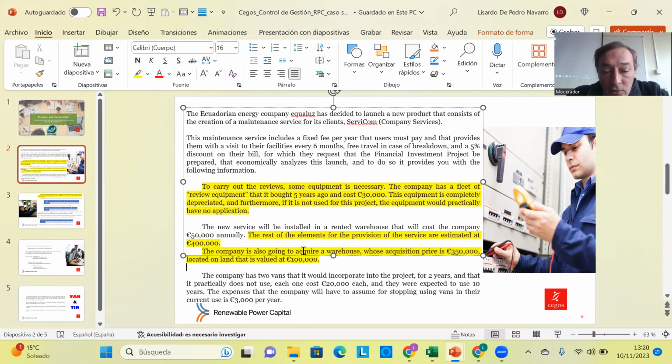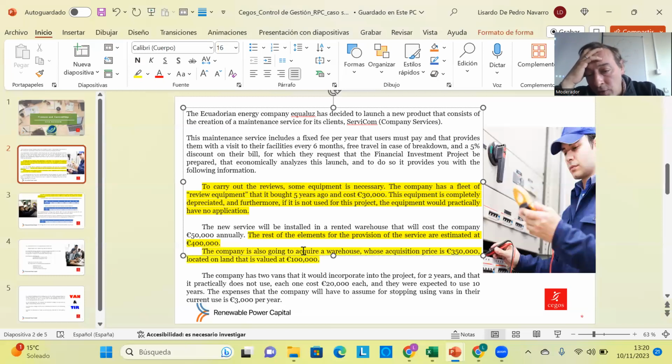The company has two vans that it will incorporate into the project for 2 years, and that is practically not used otherwise. The cost when they bought them was 20,000 euros each, and they were expected to be used for 10 years. The expenses that the company will have to assume for stopping using the vans in their current use is 3,000 euros per year, okay? So here we have 2 points.